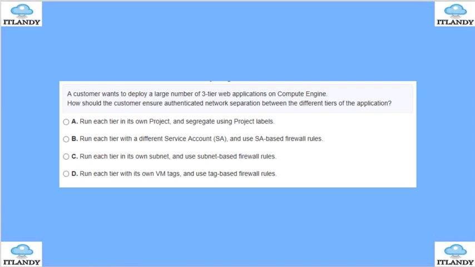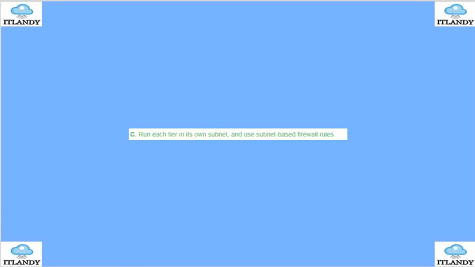We run each tier with its own subnet. So I've got one VPC and multiple subnets. I apply a different subnet to a different tier of the application and apply policies based on the subnet here. Let's have a look. Yeah, see, each with its own subnet and then use the firewall-based policies or rules between them.